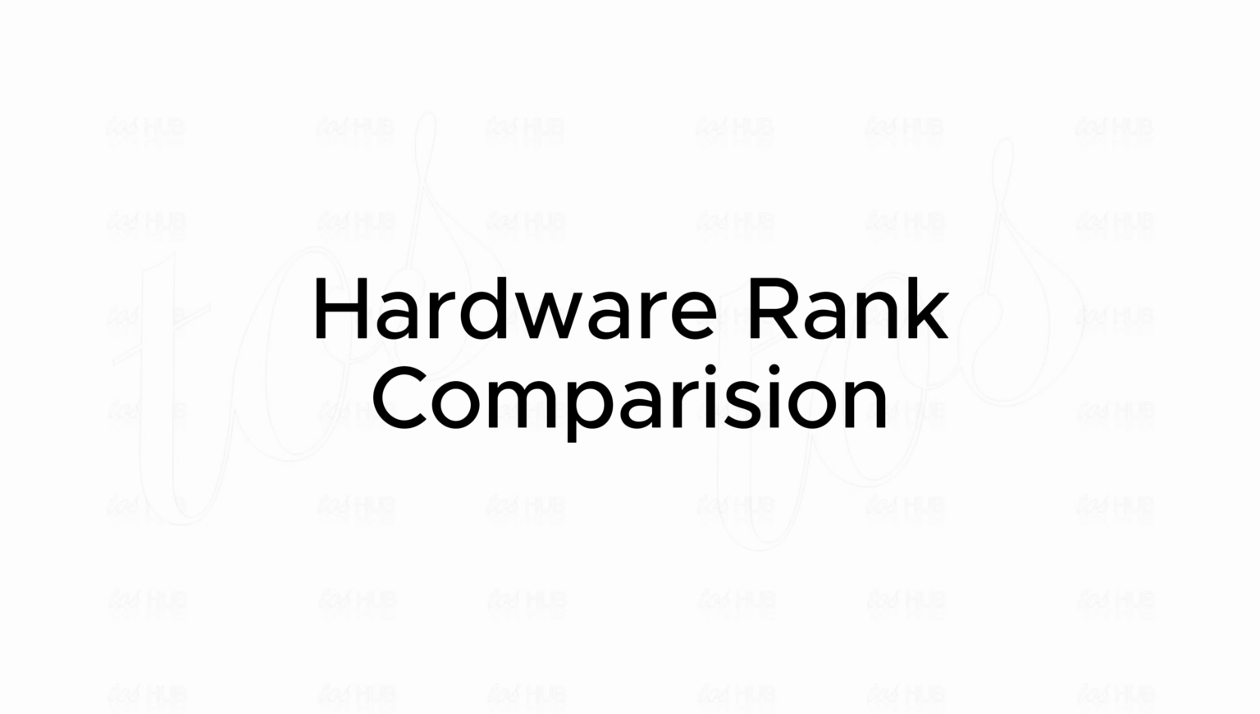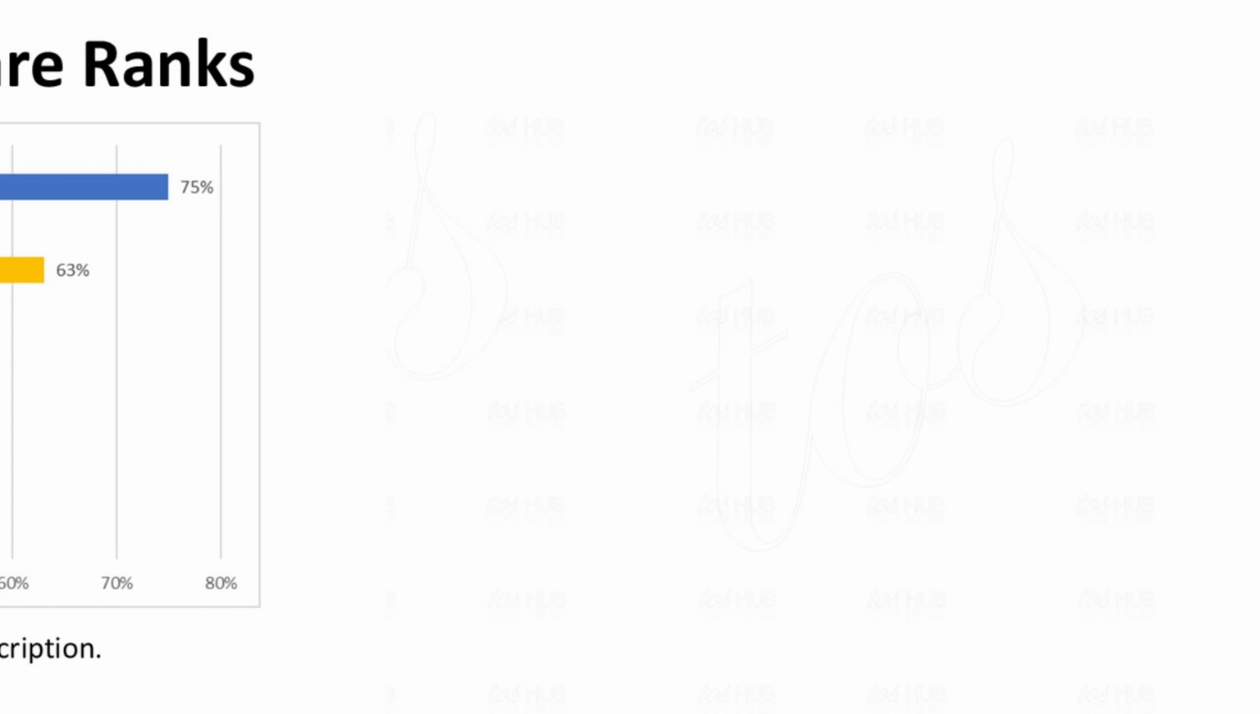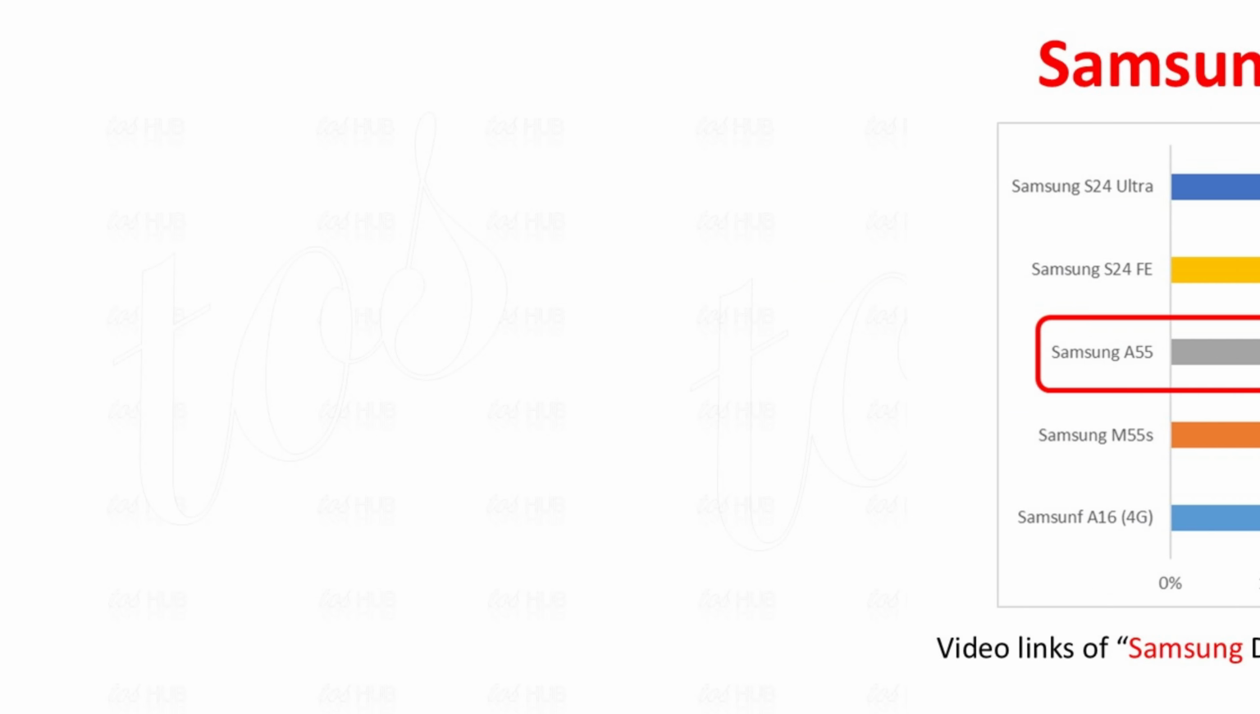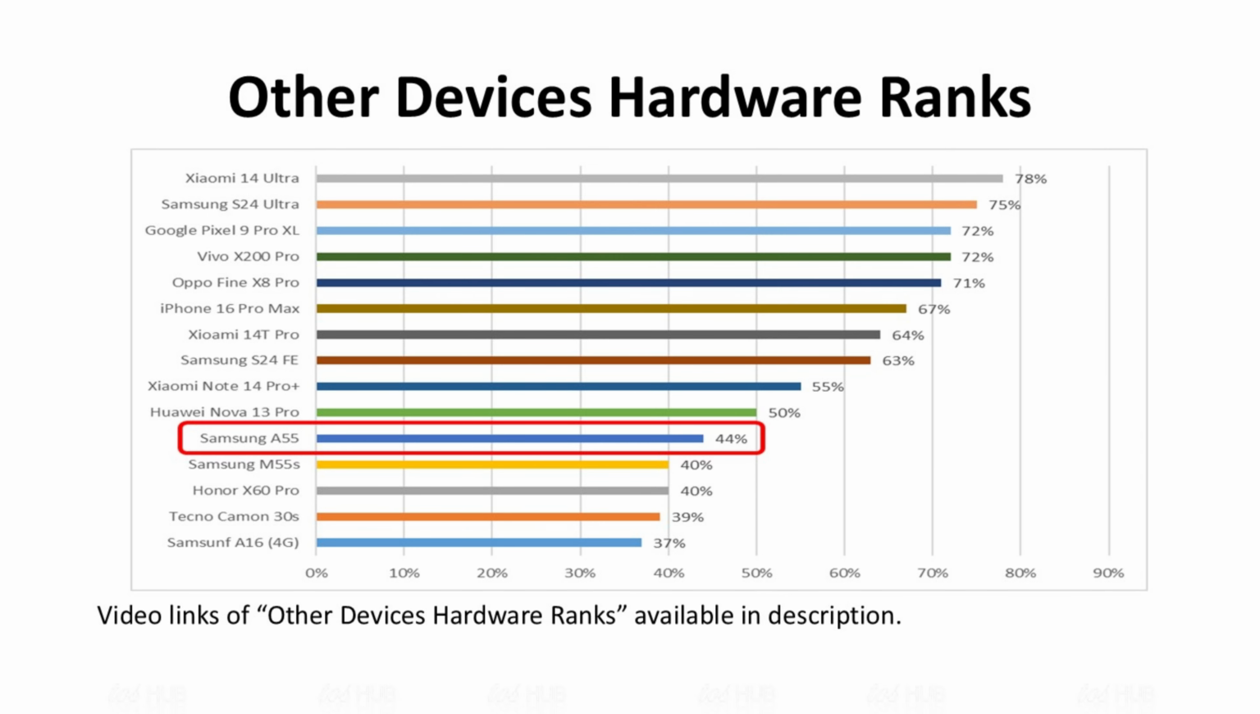Hardware rank comparisons. Let's do a quick comparison of Samsung Galaxy A55 hardware rank with other devices from Samsung brands. As Samsung device's highest hardware rank score is 75 and its lowest score is 37, so this device's 44 score is towards the lower side among Samsung smartphones. On the other hand, if we compare the Samsung Galaxy A55 device hardware rank score with other brands' devices, the graph shows that the Samsung Galaxy A55 rank is on the lower side among other brands' devices.